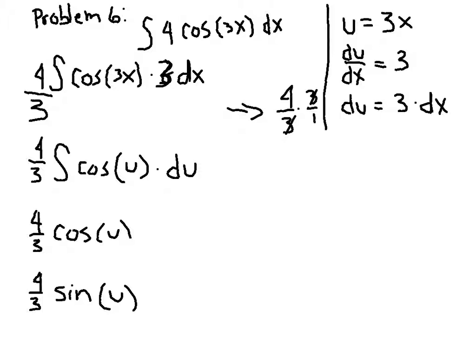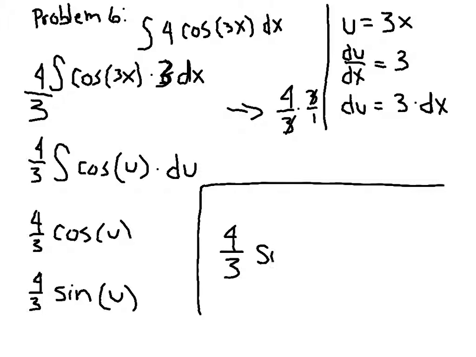Now we're almost done. We have one last step. We need to plug a numerical value, or 3x, back in for u. So our ultimate answer is going to be 4/3 times the sine of 3x. Now to check this, we can take the derivative of 4/3 sine of 3x. And I think that it's going to come out to 4 times cosine of 3x dx. Oh, and don't forget your plus c.